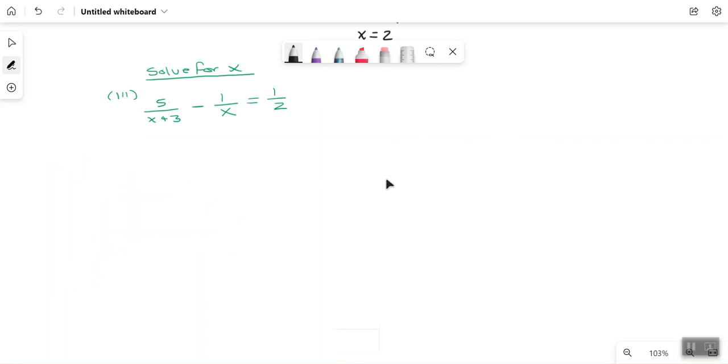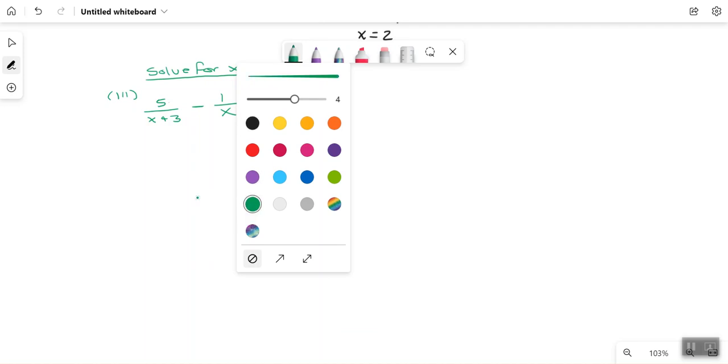So let's have a look at this one then. So this again we're asked to solve. In this case we can see that the algebra part is on the denominator. So what we have to do is find the lowest common multiple for these guys here. So let's have a look and give this a go.